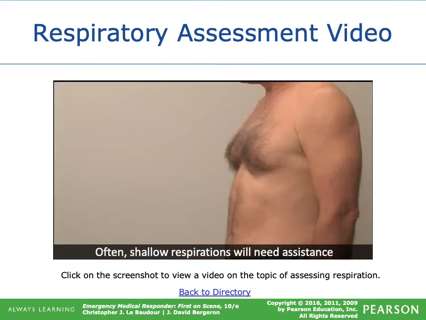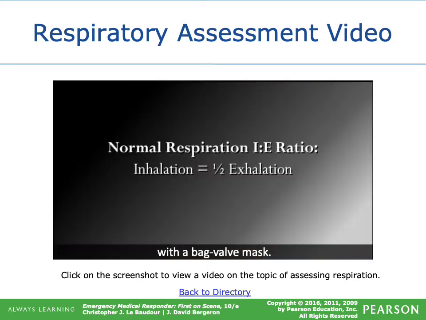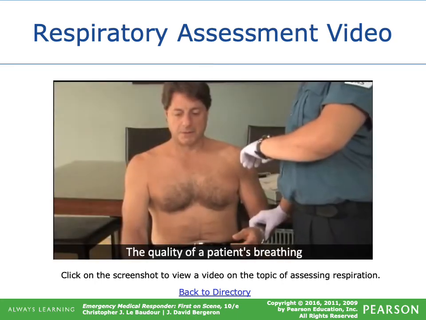When the depth of respiration is normal, the chest wall expands easily. In deep respirations, the rib cage expands fully and the diaphragm descends to create maximum capacity. Shallow respirations show very little movement of the chest wall and may be hard to count. Often, shallow respirations will need assistance with a bag valve mask.